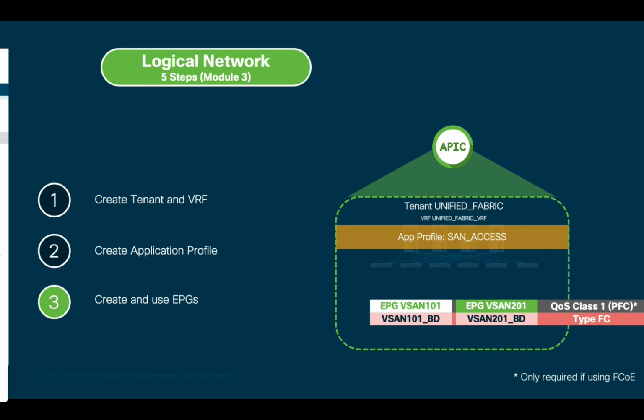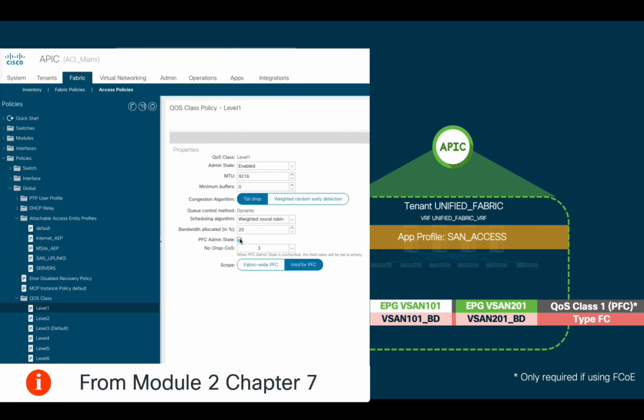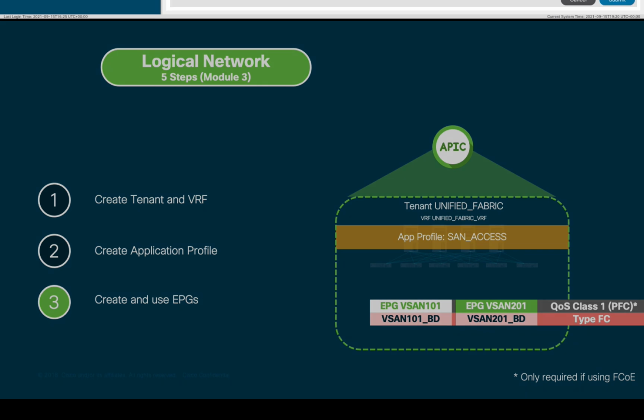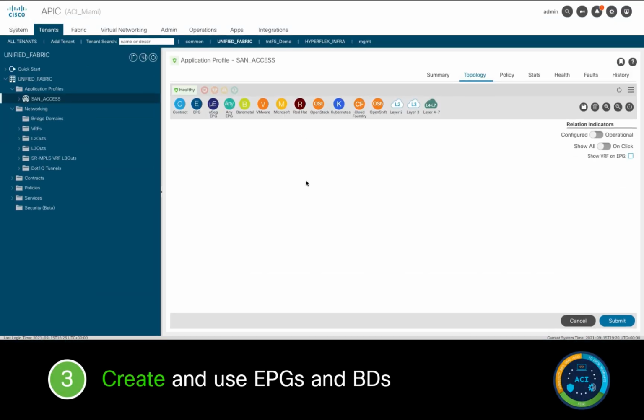In our case, we will simply leverage our configuration from Module 2, Chapter 7, where we enabled priority flow control in QoS class 1 as part of our access policies. Keep in mind that this configuration is only needed for FCoE scenarios. So if you have Fibre Channel on both initiators and targets, you will not need to do this. Let's now go back to APIC and configure this.